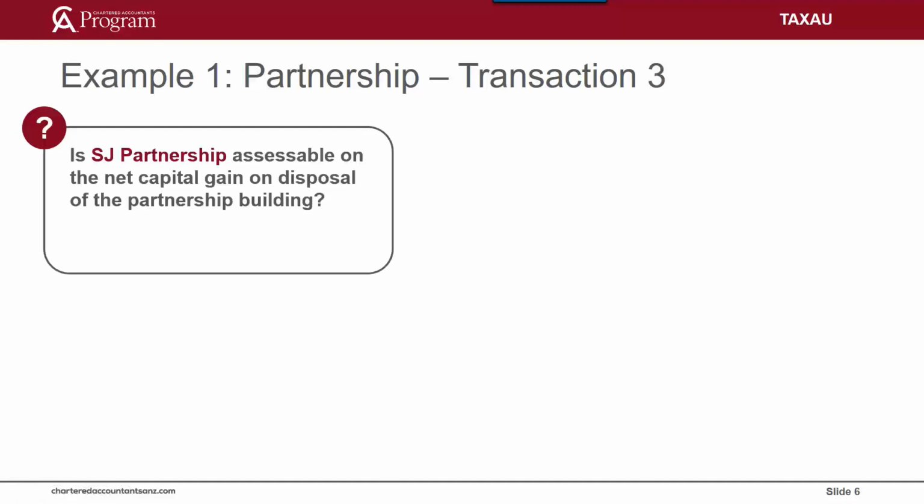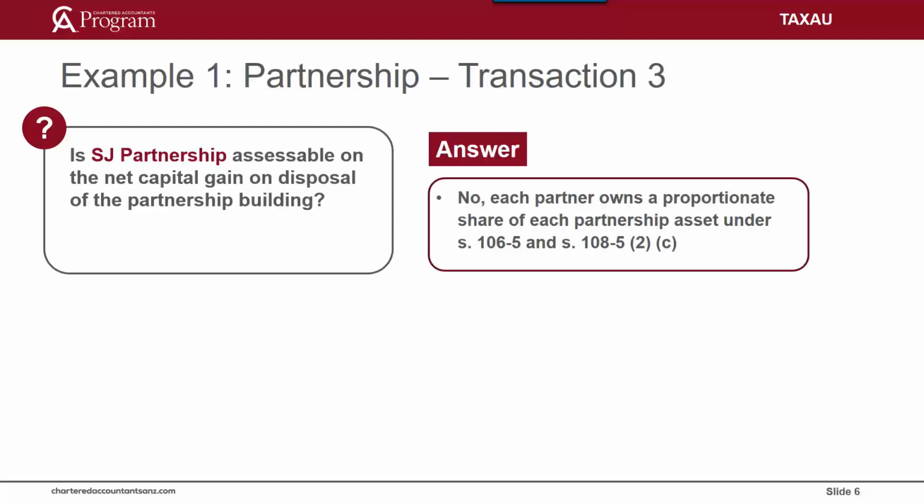Is SJ Partnership assessable on the net capital gain on disposal of the partnership building? The correct answer is no. A capital gain or loss for CGT purposes is ignored at the partnership level as the fractional or proportional interest approach is taken.